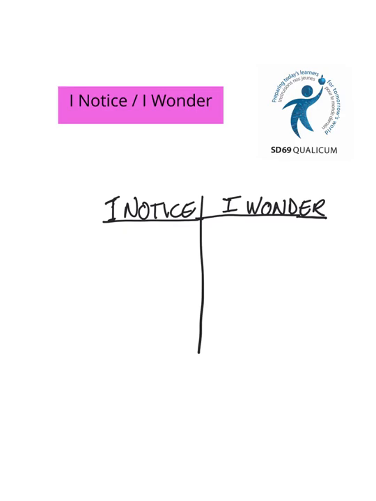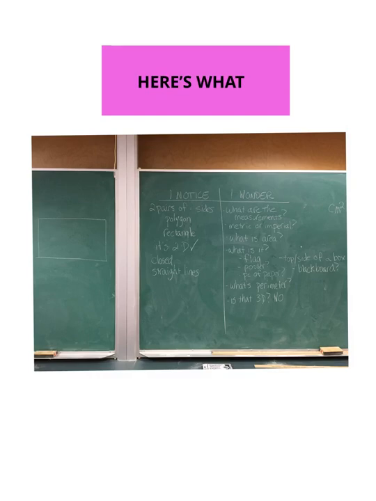Today, I would like to explain the I Notice, I Wonder strategy. So here's what you do. You put an object on the board, some kind of a drawing, a piece of writing. This happens to be a very plain rectangle. You will notice no questions, no numbers. And you write a T-chart that says, I notice, I wonder.